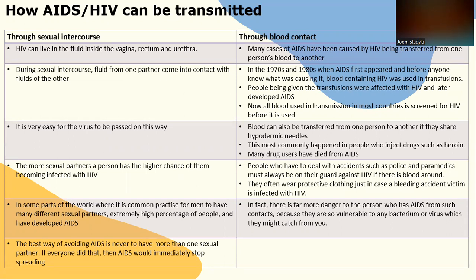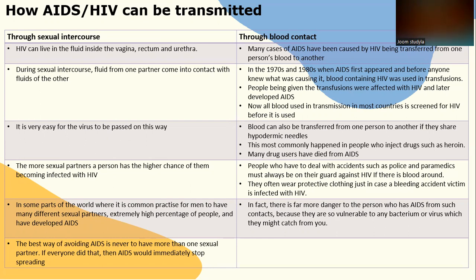The more sexual partners a person has, the higher the chances of them becoming infected with HIV. In some parts of the world where it is common practice for men to have many different sexual partners, an extremely high percentage of people have developed AIDS. So the best way of avoiding AIDS is never to have more than one sexual partner. If everyone did that, then AIDS would immediately stop spreading.